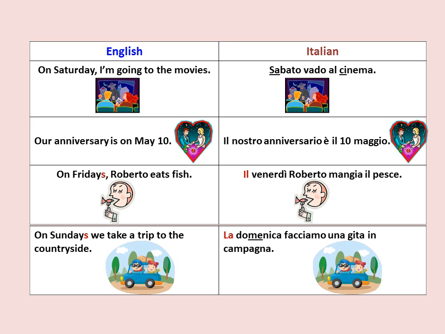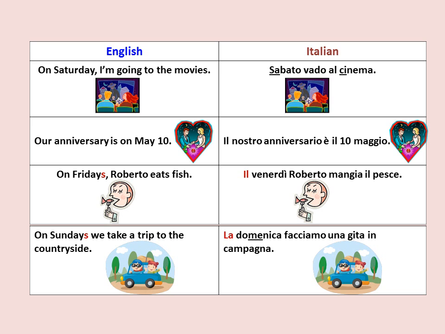To say these sentences in Italian, no preposition is used at all. Sabato vado al cinema. Il nostro anniversario è il 10 maggio. To convey that a certain thing happens regularly on a given day, you just use the definite article il in front of the name of the day. Il venerdì Roberto mangia il pesce.